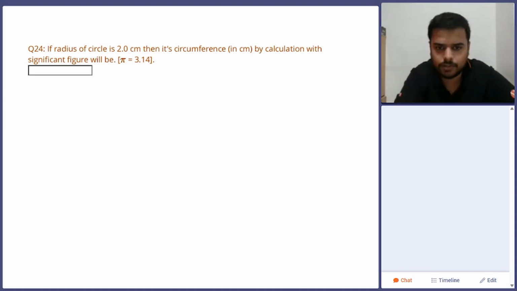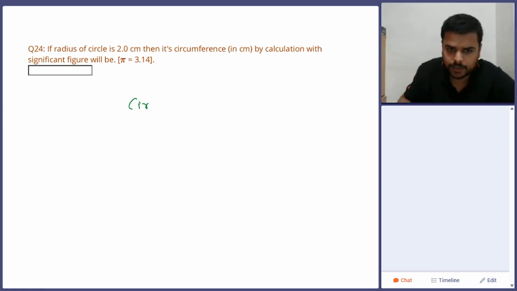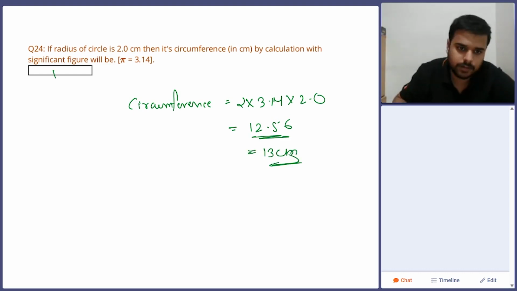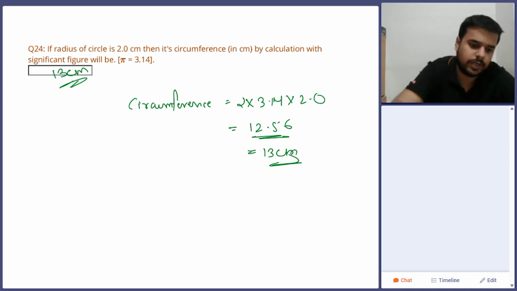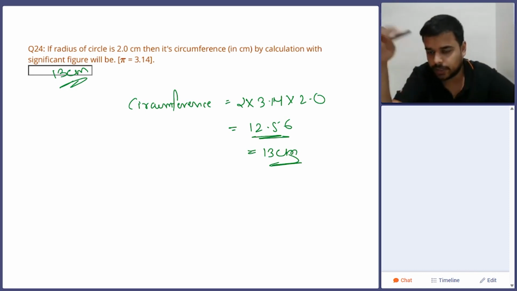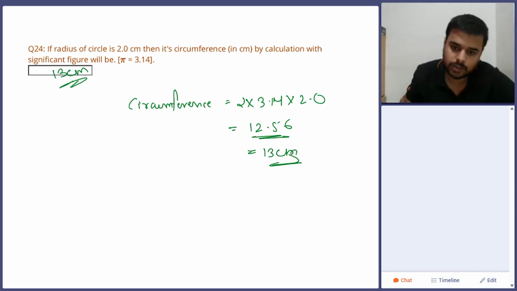If the radius of the circle is 2 centimeters, then find its circumference by calculation with significant figures. The circumference of the circle is 2 pi r. So 2 into 3.14 into 2.0 is 12.56. Now, with the appropriate significant figures, this will become 13 centimeters, because 12.56 has a digit greater than 5 after the decimal, so the next digit rounds up. So 13 centimeters.